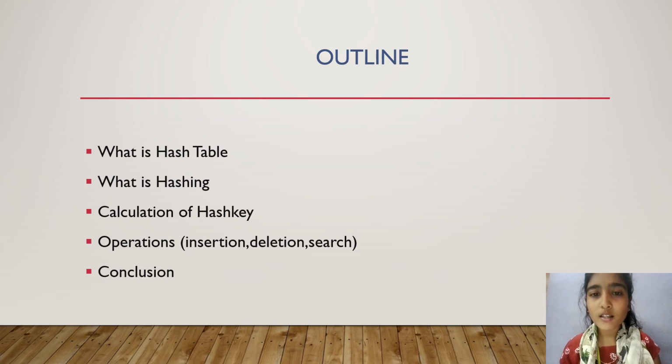Entering into the PPT outline. Outline contains the important points and topics which we are going to discuss in the upcoming slides. The first point is what is hash table, and the second is what is hashing. Next, calculation of hash key and operations. Operations contain three types: insertion, deletion, and searching. The last slide will be about conclusion.